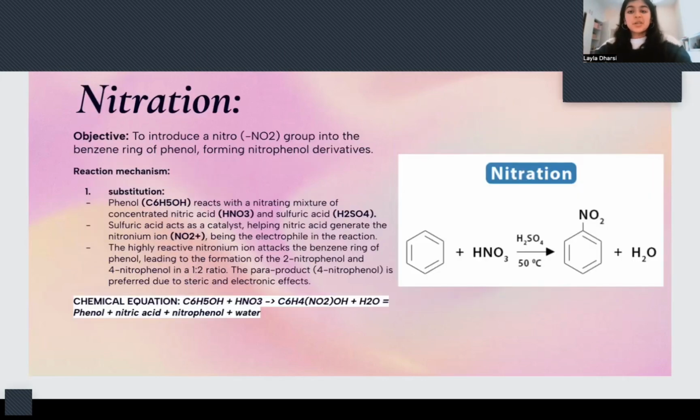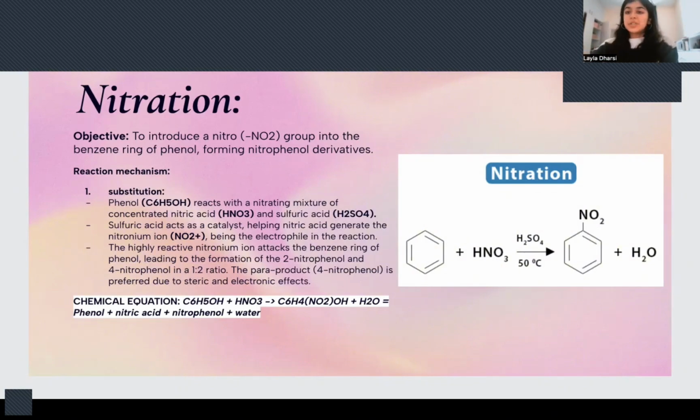So to begin with, through the process of nitration, the goal is to add a nitro group to a benzene ring in phenol, creating nitrophenol derivatives. The main things used throughout this process are phenol as the starting material, nitric acid as the substance that helps provide the nitro group, and sulfuric acid acting as a helper and catalyst, making the reaction smoother.